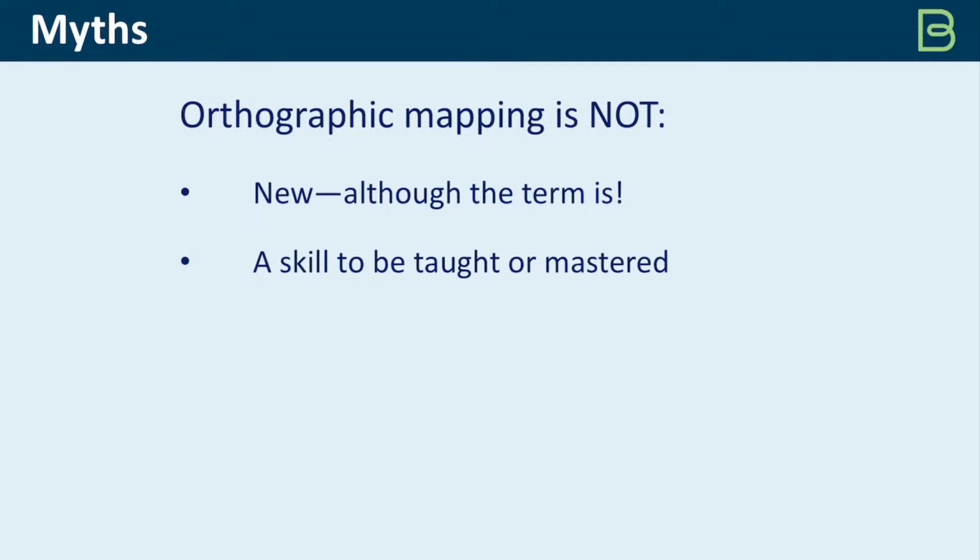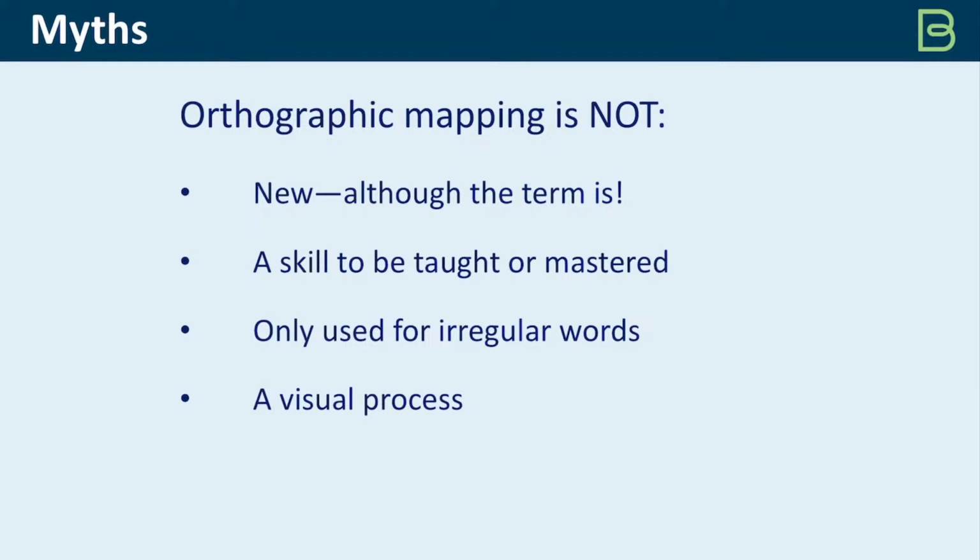Orthographic mapping is not a skill that we teach students. It's not something we're asking them to master. It's also not only used for irregular words. That's a myth that's kind of gotten out there. We're going to talk about how we do use it for irregular words, but not only for irregular words. Orthographic mapping is not a visual process, and that might be a little surprising to people. A lot of us think that reading happens with our eyes, but really orthographic mapping is an auditory process.